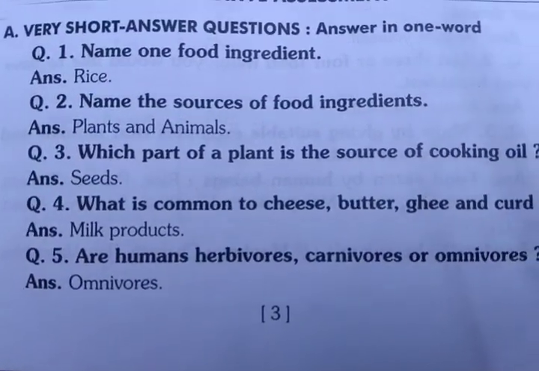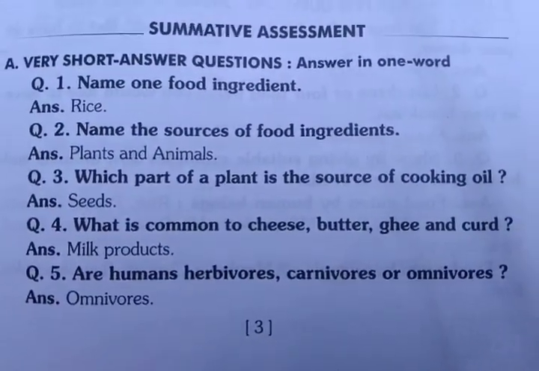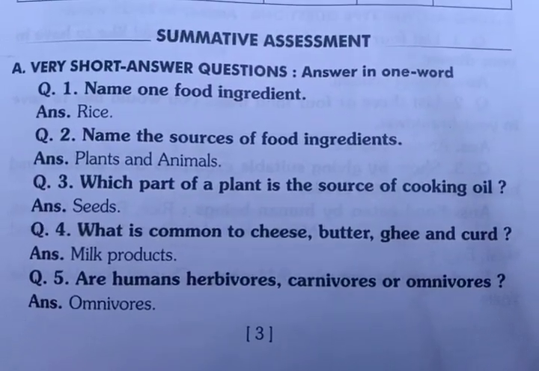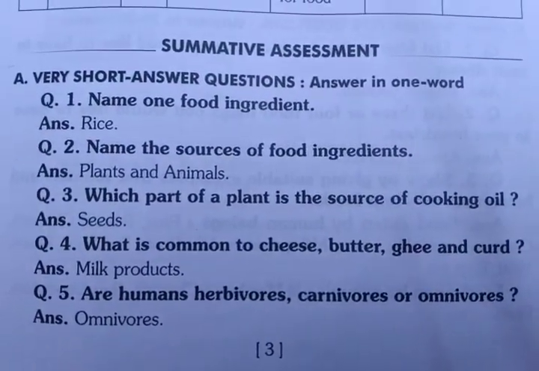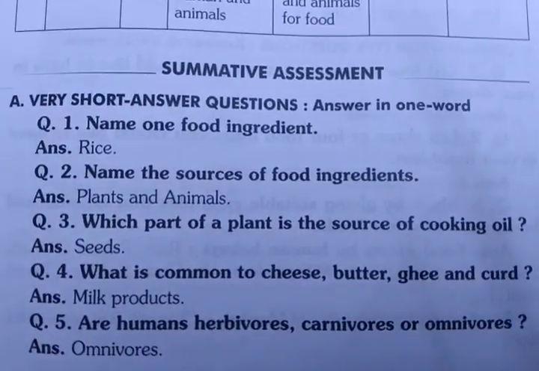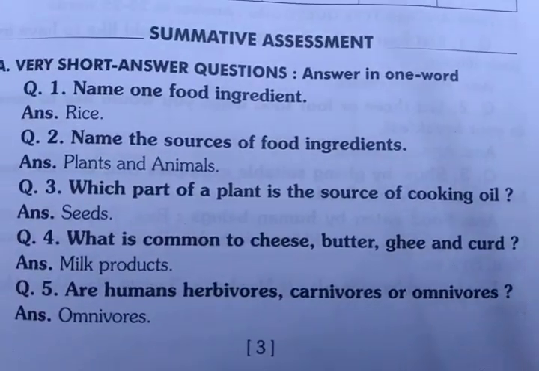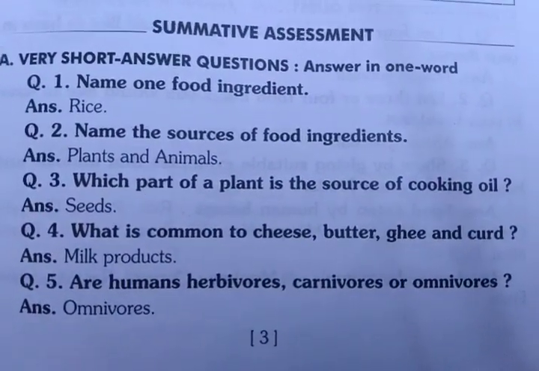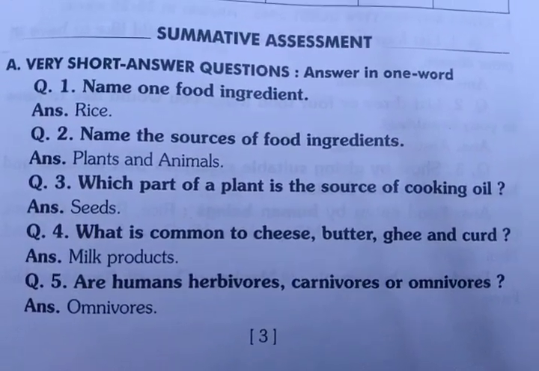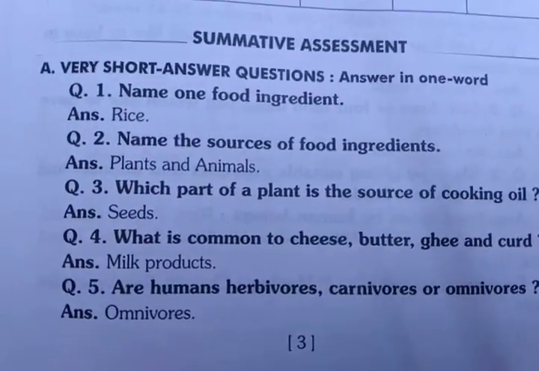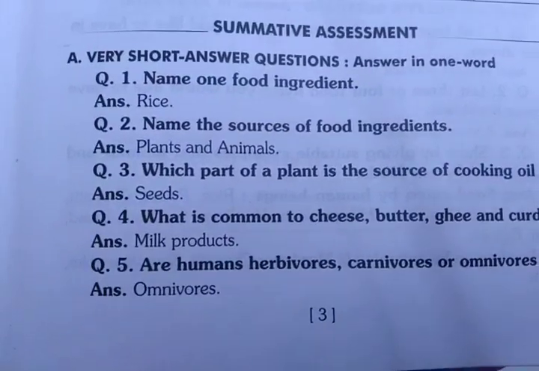Question number 3, which part of the plant is the source of cooking oil? Can you tell me? Especially about mustard, mustard seeds are specially used as a source of cooking oil. What is common to cheese, butter, ghee and curd? Milk products are common in cheese, butter, ghee and curd. Are humans herbivores, carnivores or omnivores? Humans are omnivores. They can eat both meat and plants.